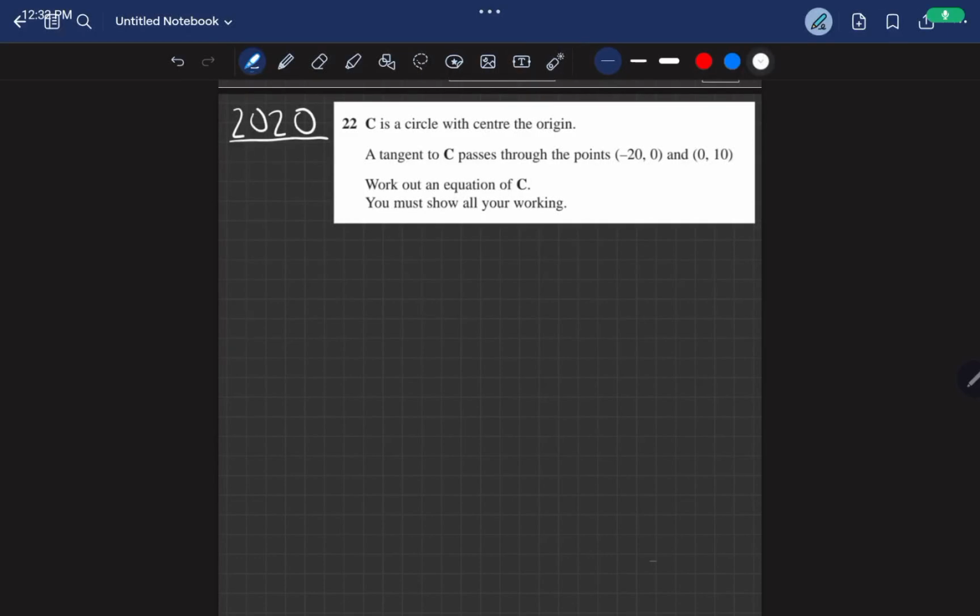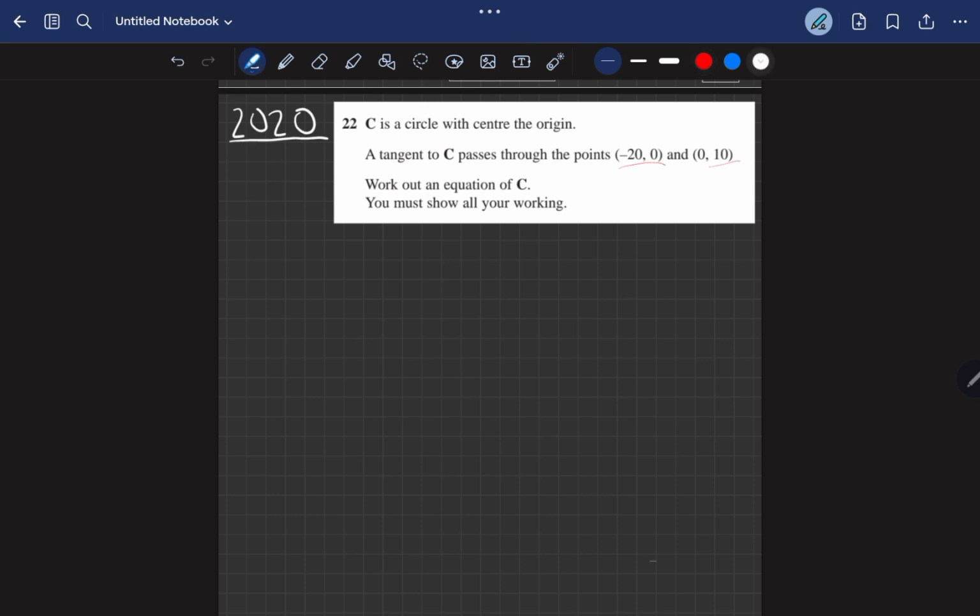This is question 22. C is a circle with center origin. A tangent to C passes through the points (-20, 0) and (0, 10). Work out an equation of C.